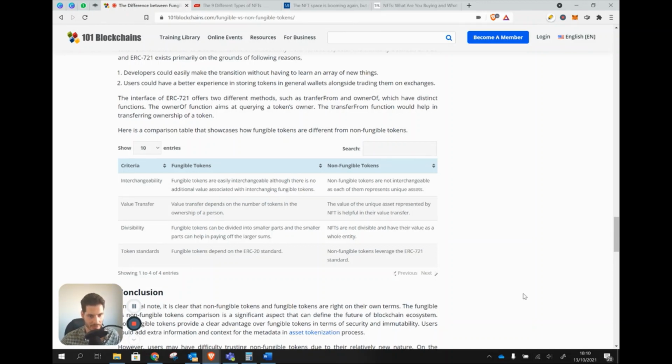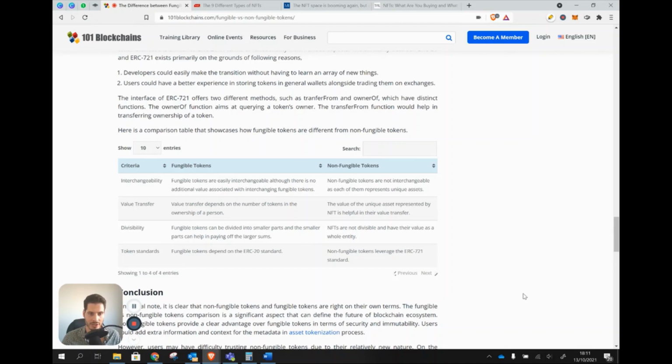So interchangeability. Fungible tokens are easily interchangeable, as there is no additional value associated with interchanging fungible tokens. So a fungible token is a Bitcoin. There are 21 million of them and one Bitcoin is equal to another Bitcoin. They both represent the same value. Non-fungible tokens are not interchangeable as each of them represents a unique asset. So one NFT is not equal to another NFT.